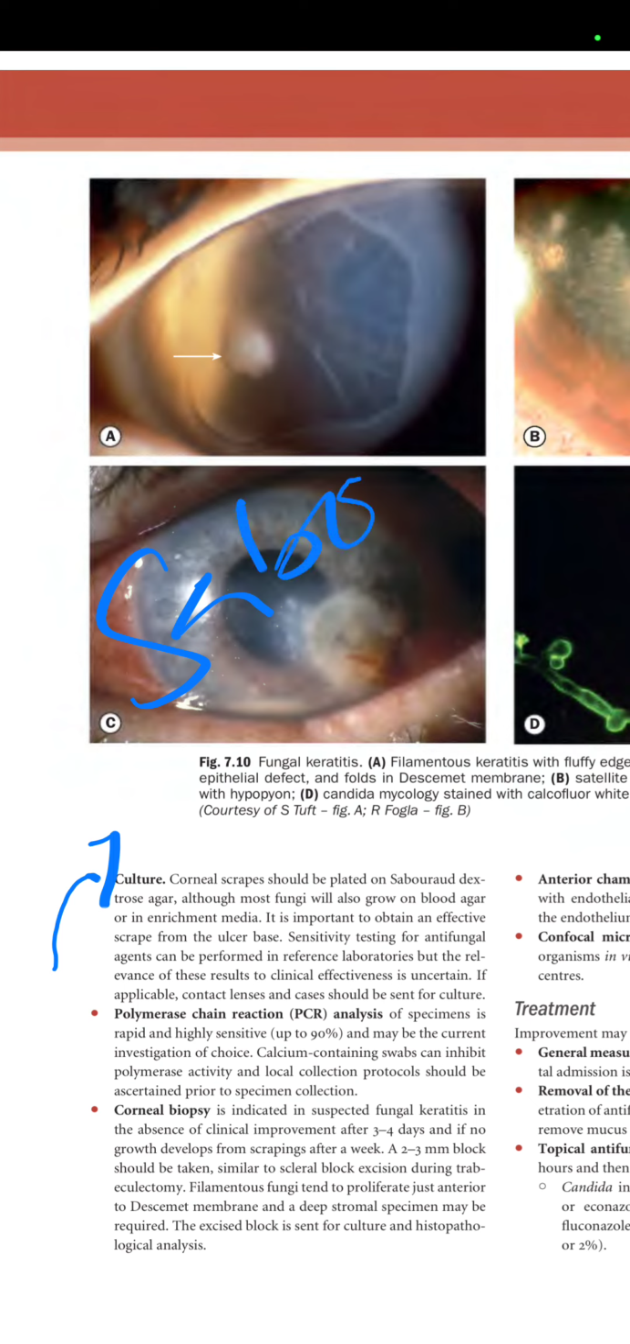It is important to obtain an effective scrape from the ulcer. Sensitivity testing for the antifungal agent can be performed in a reference laboratory, but the relevance of these results to clinical effectiveness is uncertain. If applicable, contact lens and cases should also be sent for culture. So what can we send for culture? We can send the contact lens cases and the contact lens itself as well.